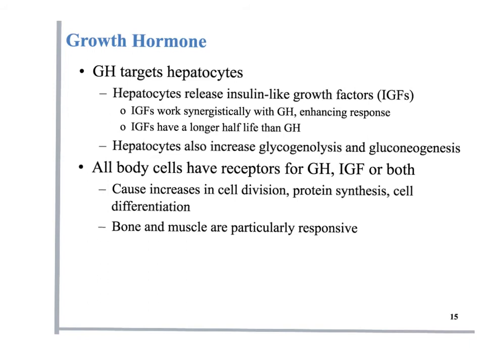What are those two things? What's glycogenolysis? It's not making glycogen. That's glycogenesis. It's breaking down glycogen. What's gluconeogenesis? We're producing glucose from other stuff, right? So we're going to break down glycogen into glucose subunits, and we're going to produce new glucose from other things. Okay? And bone and muscle are particularly responsive to growth hormone.